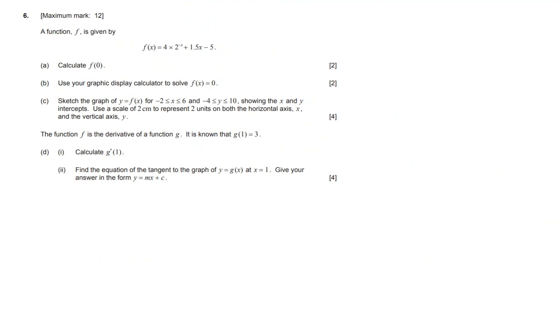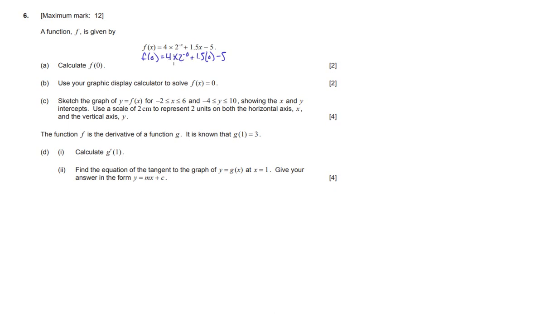Number 6. Okay, so function f is given by this here. Calculate f of 0. So basically, if that's f of x, for f of 0 we're just plugging 0 in for that, right? So let's do 4 times 2 to the negative 0 plus 1.5 times 0 minus 5. Okay, so 2 to the 0, anything to the 0 power, positive or negative 0, is going to end up being 1.